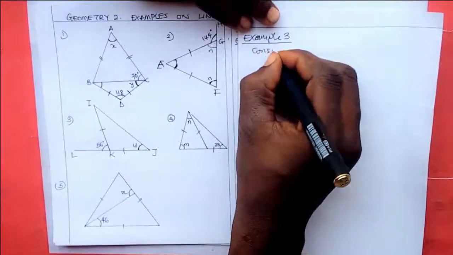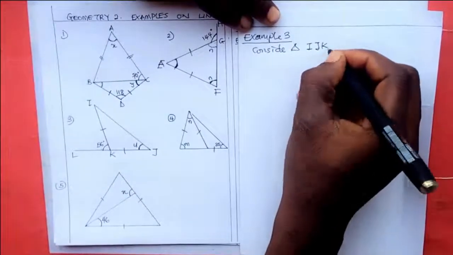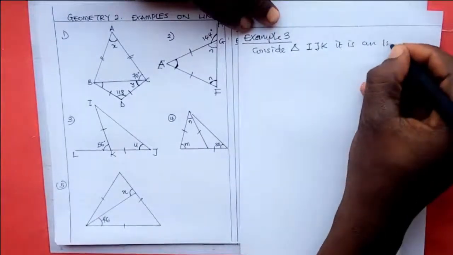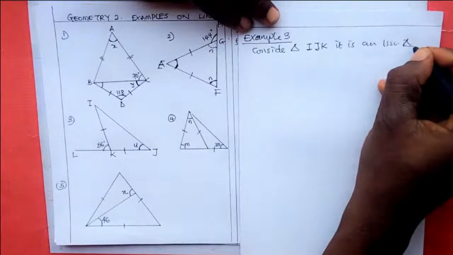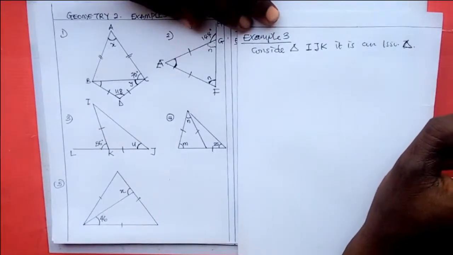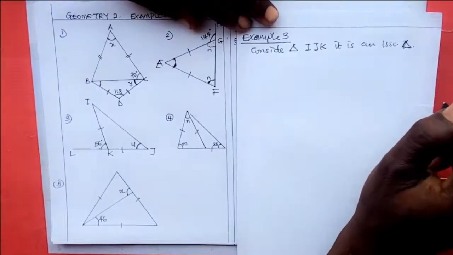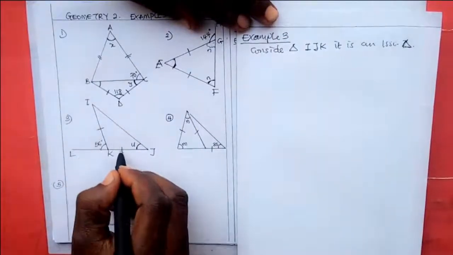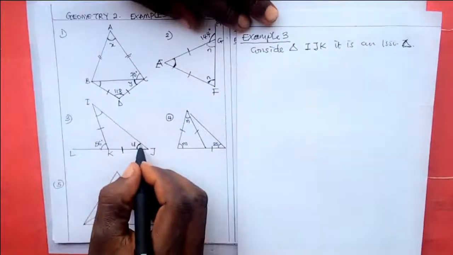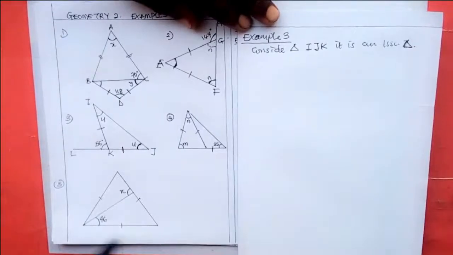Consider triangle IJK. It is an isosceles triangle. So if IJK is an isosceles triangle, it means its two base angles are equal. So this side by notation is equal to this side. Hence the base angles are here and here. So if this is U, this is also U. Any problem with that? No.